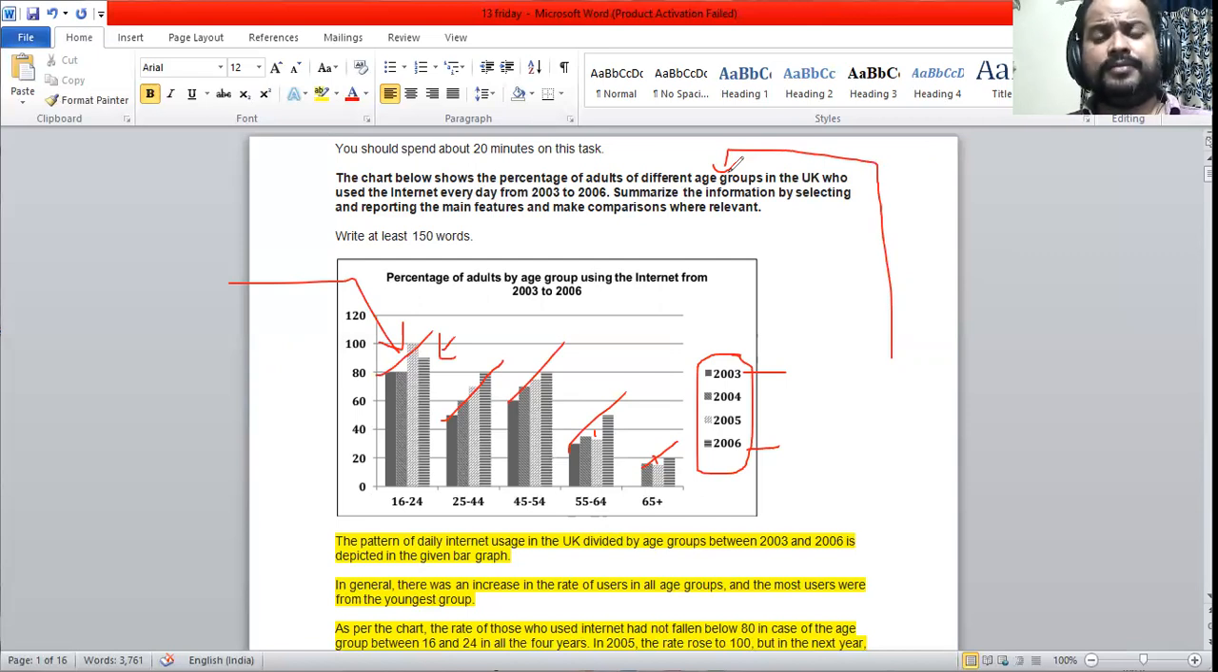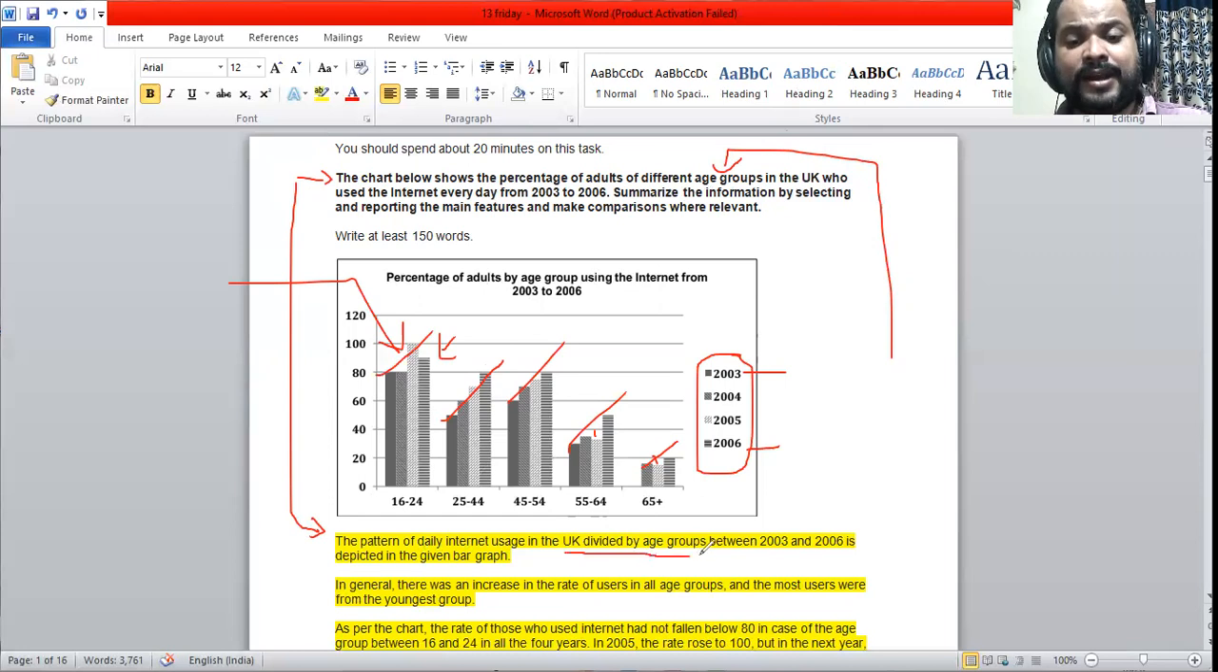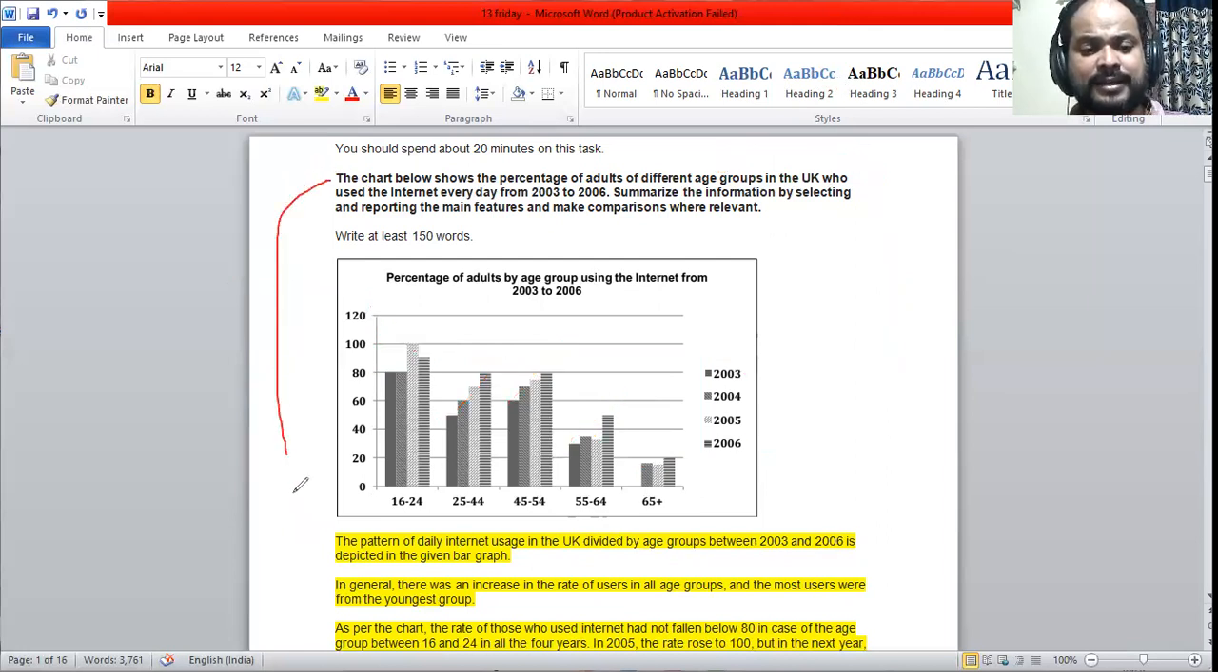So these two pieces of data should be reproduced. You cannot copy this particular sentence as an introductory phrase here. So you need to make some changes. We can say that the pattern of daily internet usage in the UK divided by age groups between this year and this year is depicted in the given bar graph. That is the introduction.